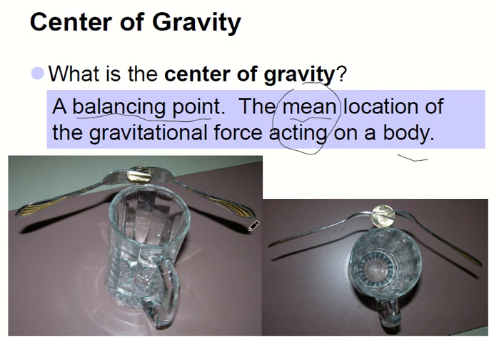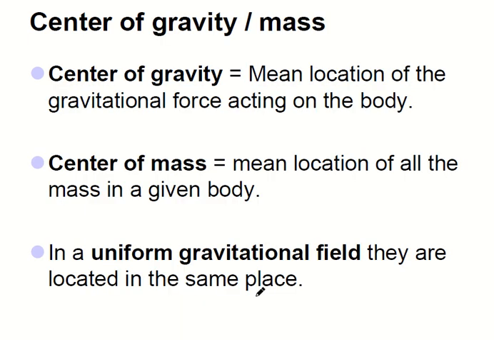All right, of course, we go back to the definitions, and you must know these definitions. The very first one is your center of gravity. You don't have to write it exactly like this if you don't remember, but at least you should be able to write in your own words what center of gravity means. It's just a mean location. This is a very important word: average location of the gravitational force acting on the body. The center of mass, again, is the mean location of all the mass in a given body.